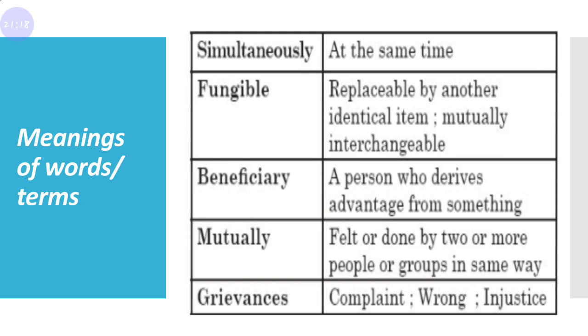Next one is simultaneously, which means at the same time. Fungible, which means replaceable by another identical item, mutually interchangeable. We have also seen the example of land and note, so you can go through that previous video if you have not understood the meaning of fungible in detail.